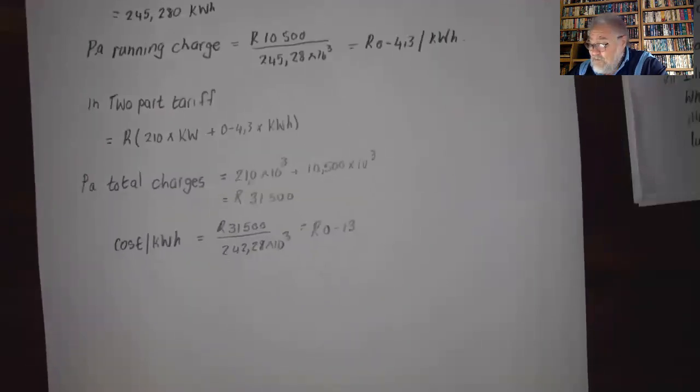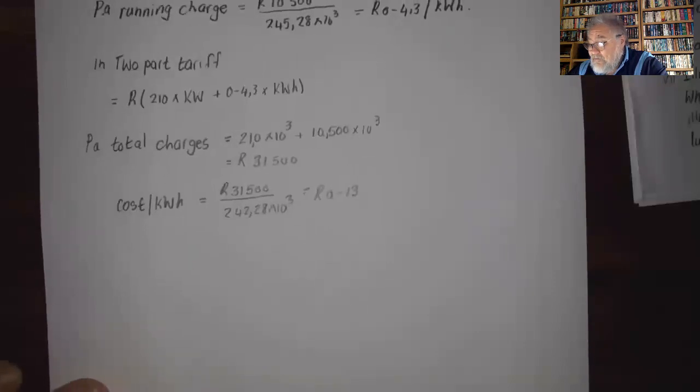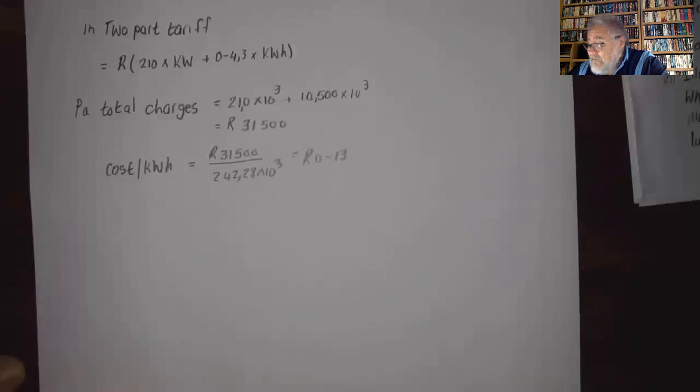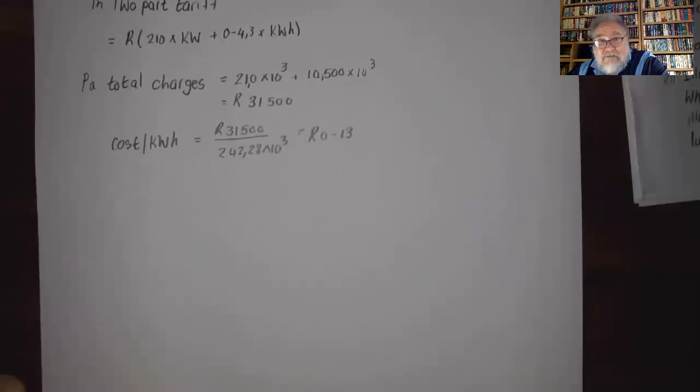So in a two-part tariff, we have 210 times the kilowatt plus 4.3 cent times kilowatt hour. So that gives us 21,000 plus 10,500. That gives us 31,500 rand. And the cost per kilowatt hour is then 31,500 divided by 242.28 times 10 to the power of 3. That gives us 13 cents.